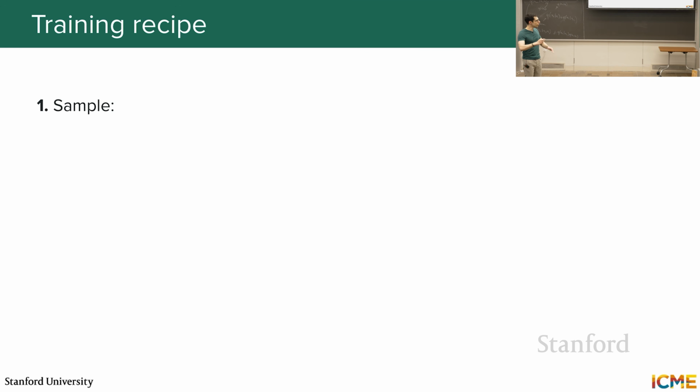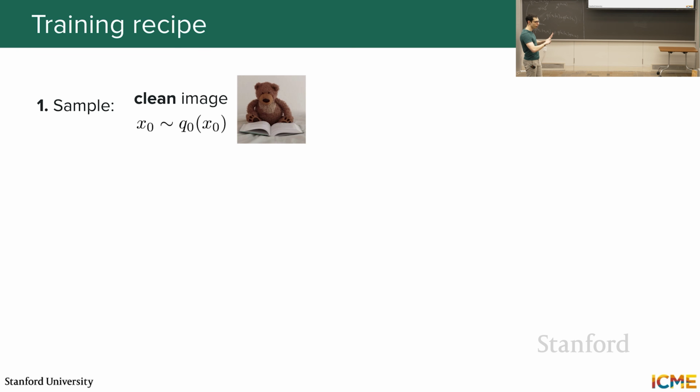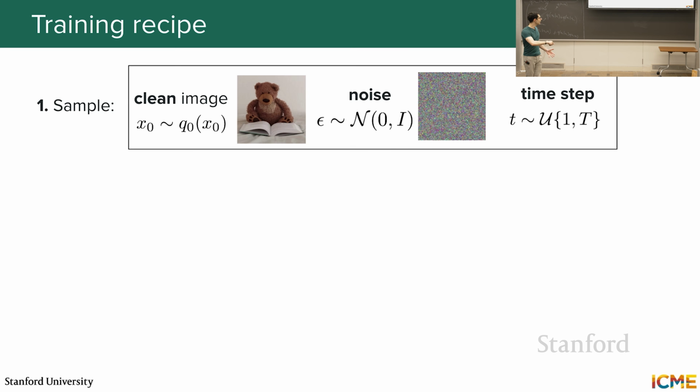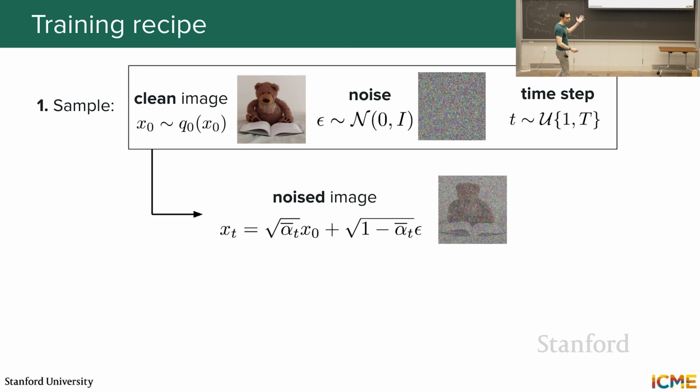So what you do is you sample the clean image from your training set. You sample your noise, and then the time step. And in that way, you constitute the noised image. So you can go from clean image with the amount of noise up to the noisy image.